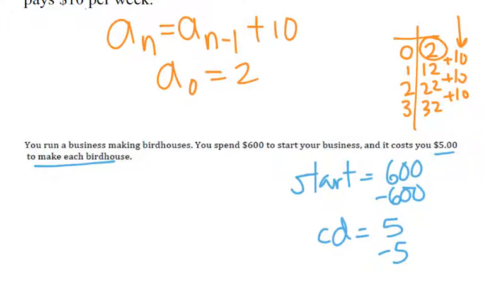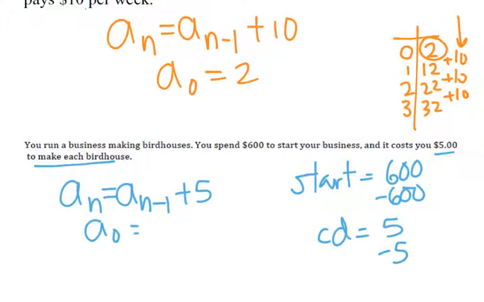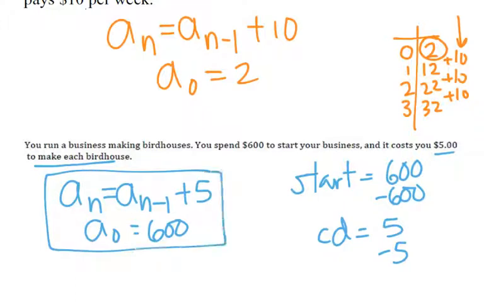So there's kind of two ways that you could write this equation depending on how you were thinking. Okay, so then again, a sub n equals a sub n minus 1, and I'm adding 5 each time. Then a sub 0 would equal 600. And that would tell me how much I cost just altogether.